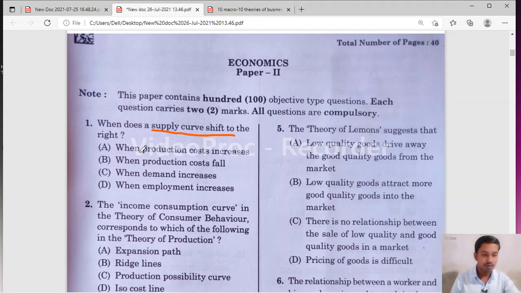Option A, when production cost increases. Option B, when production cost fall. Option C, when demand increases. Option D, when employment increases. Friends, as you all know, the supply curve will shift to the right when production cost fall. Yes, if there is a fall in the production cost, then automatically producers will produce more. So at that time, the supply curve will shift to the right. So option B is the correct answer.